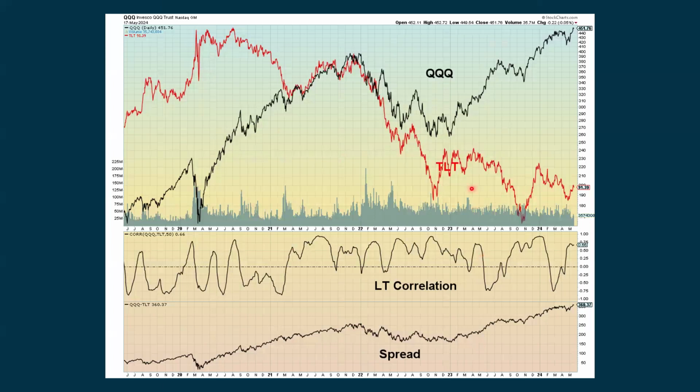And we have the QQQs on top, which are in black. And then that same TLT, the long-term bond ETF, and we see that their correlation had been stronger. It actually was going in the opposite direction for a while. Now it's showing that they're having a tendency to go more in the same direction. And that would be the environment that we're trying to get into, where we see stocks going up and bonds going up, because when bonds are going up, that means interest rates are going down.